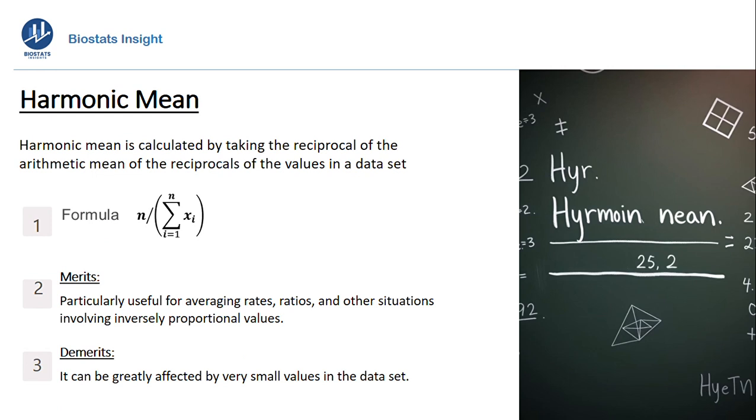Now, harmonic mean. Harmonic mean is calculated by taking the reciprocal of the arithmetic mean of the reciprocals of the values in the data set. Here is the formula. Merit: it is particularly useful for averaging rates, ratios, and other situations involving inversely proportional values. Demerit: it can be greatly affected by very small values in the data set.